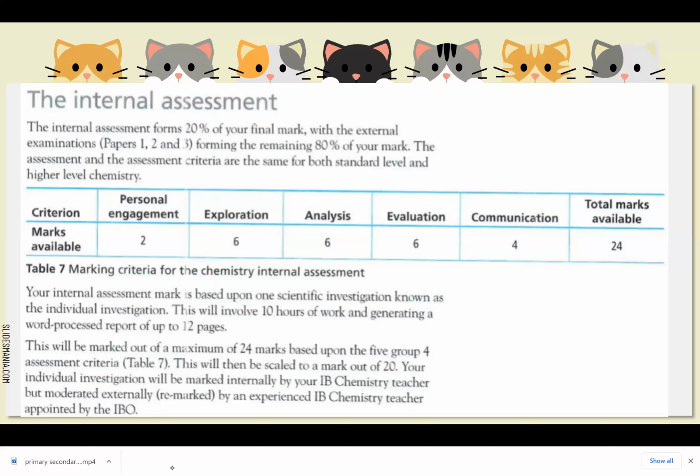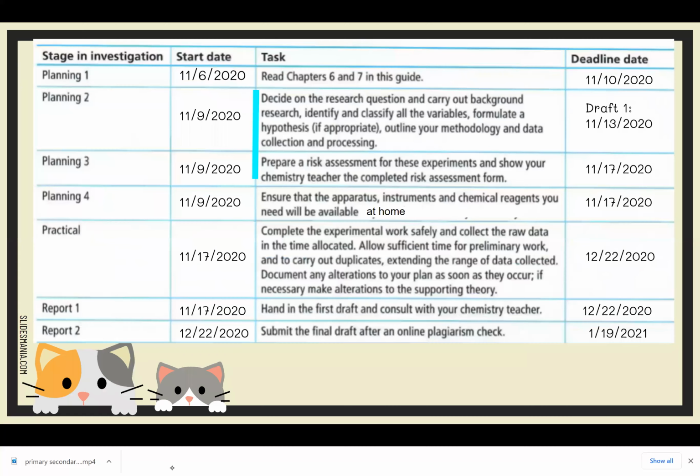And again, in here it says the report should be up to 12 pages, and that's including graphs and data and all of that. So I'd say most people's reports are like 10 to 12 pages. But again, that's because it's full of graphs and data. It's not all written stuff. So it's a great question. Okay, here's our timeline. And again, this presentation is available to you.